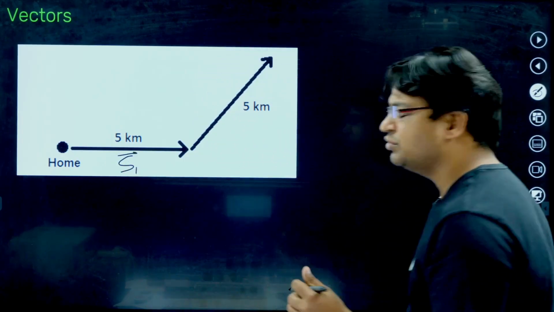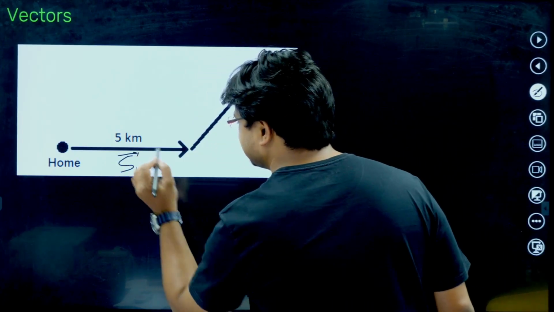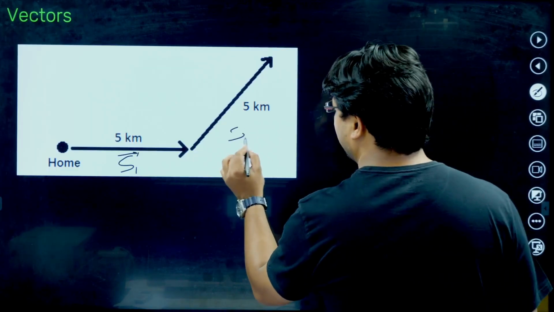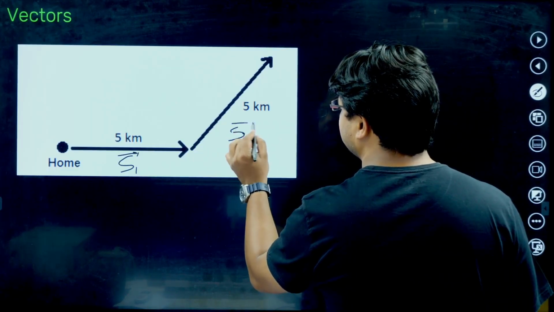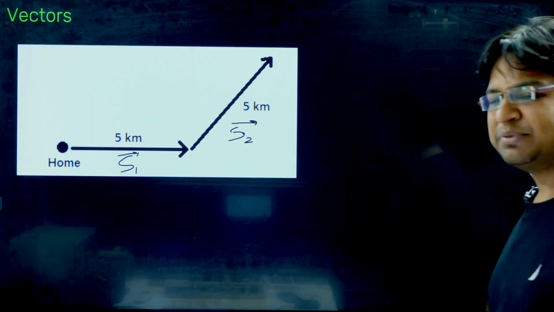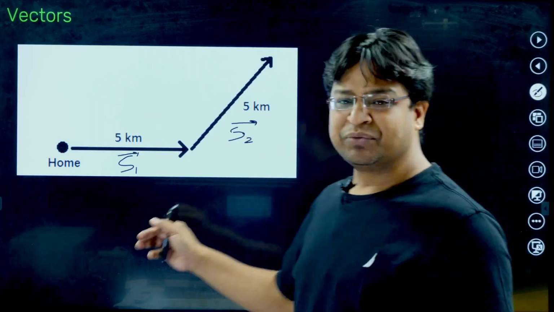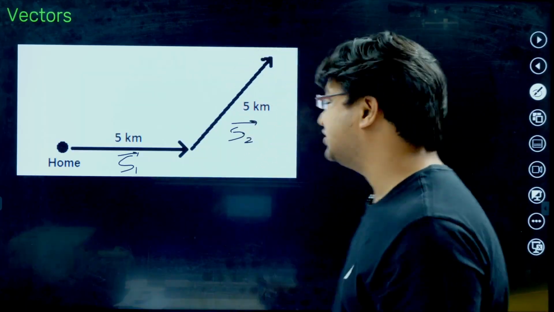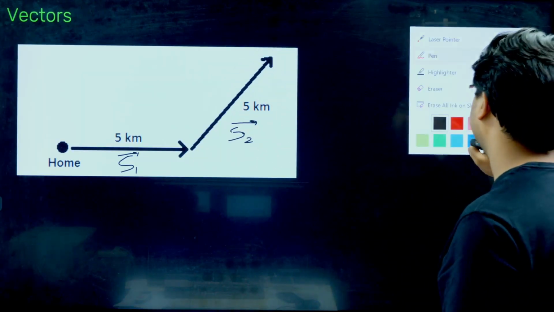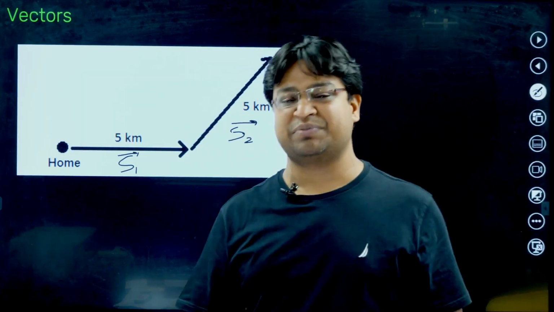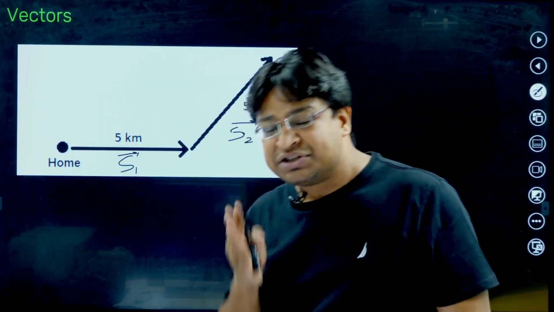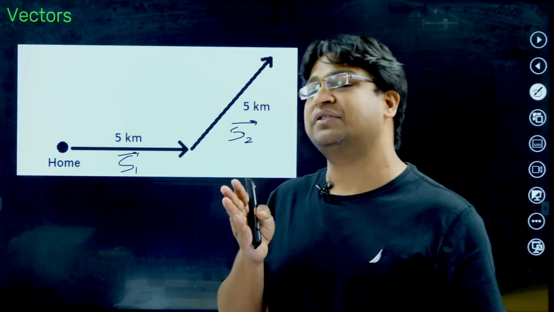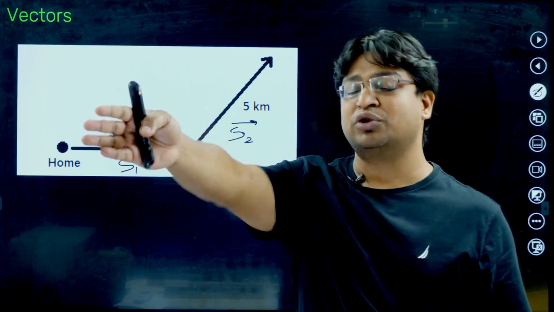Okay, we generally use S for displacement. So this was the first displacement, S1, and we can represent this as the S2 displacement. So we have two vectors, S1 and S2. And in this figure, if I tell you that, can you give me the total displacement of the person? From the concept of displacement, you know that displacement is a straight arrow starting from the initial position and drawn towards the final position.